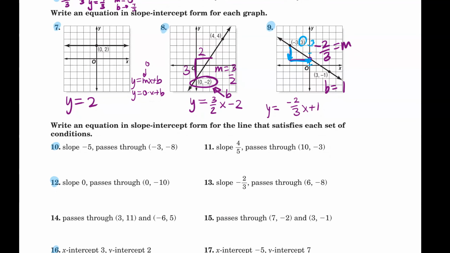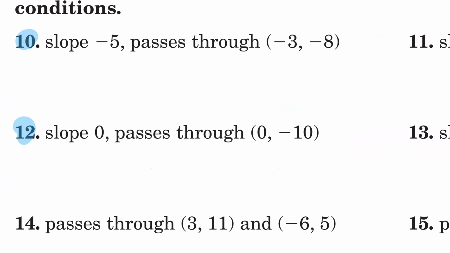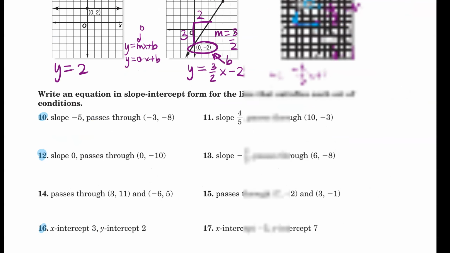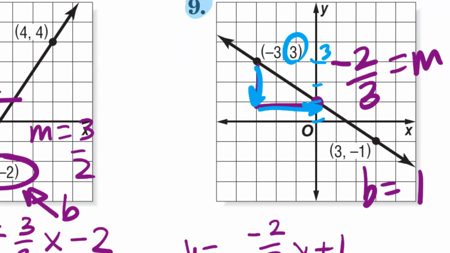Okay. Questions over these ones? So, I want you to try number 10. We're going to write an equation in slope-intercept form for the line that satisfies each set of conditions. It was plus 1? Is that your question? Why? Because the y-intercept is plus 1. The b value is 1.